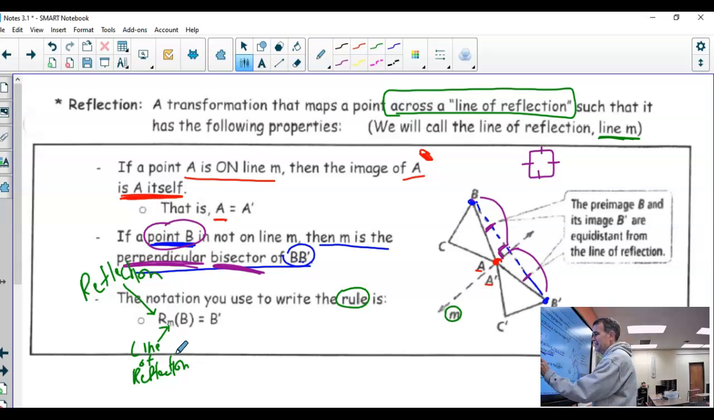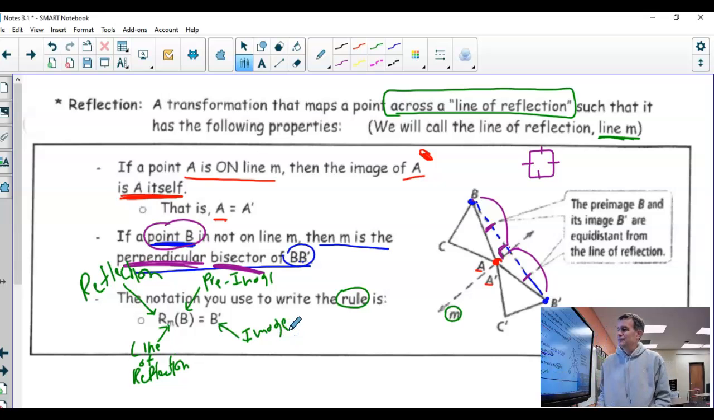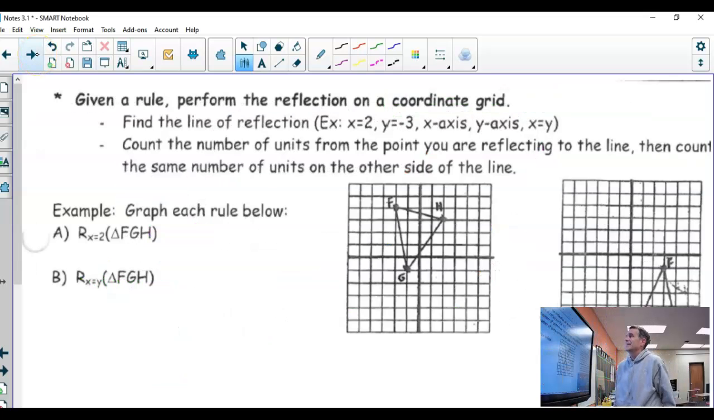Then we have this big thing in parentheses here. That is your pre-image. That is the thing that you are reflecting over line M. And then finally, you have the image. All right, we're going to use that rule. We're going to write rules today, and we're going to want to know how to write them using this notation, right? Reflection, line of reflection, pre-image, and image. I'll get back to it in a second.